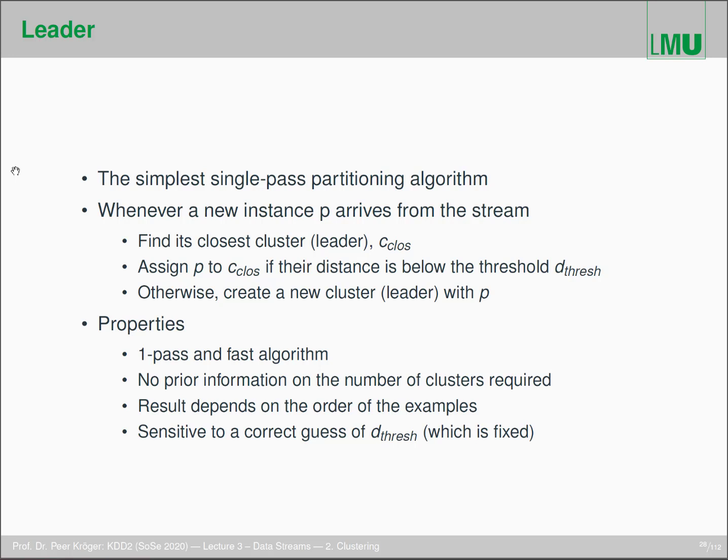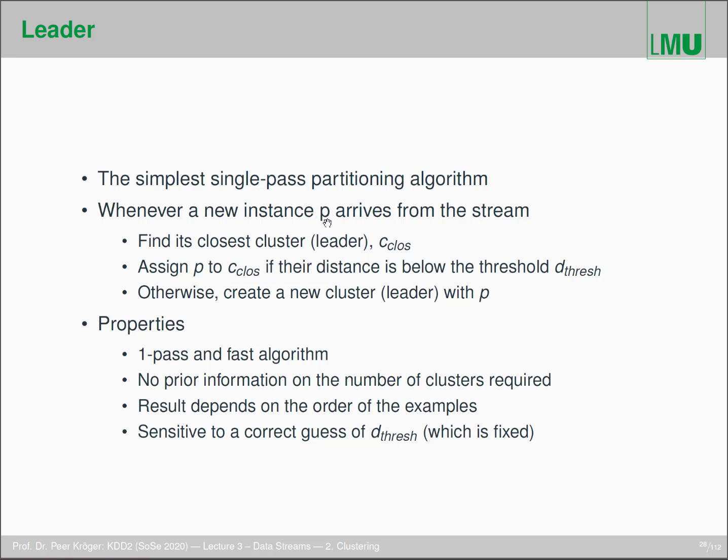So whenever a new instance arrives from the stream, we try to find the closest cluster, or the closest cluster member, and they are called the leaders. We try to find its closest cluster, which is the leader that P fits into. So we assign P to this leader if the distance to the leader is below a given threshold. If it's above the threshold, we say that P does not fit to its leader, so it creates a new cluster with its own leader, so to say. Yeah. So very simple algorithm.